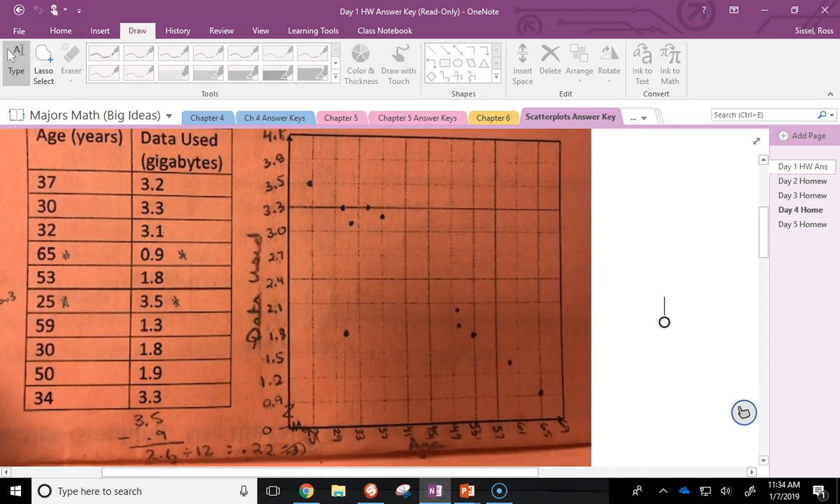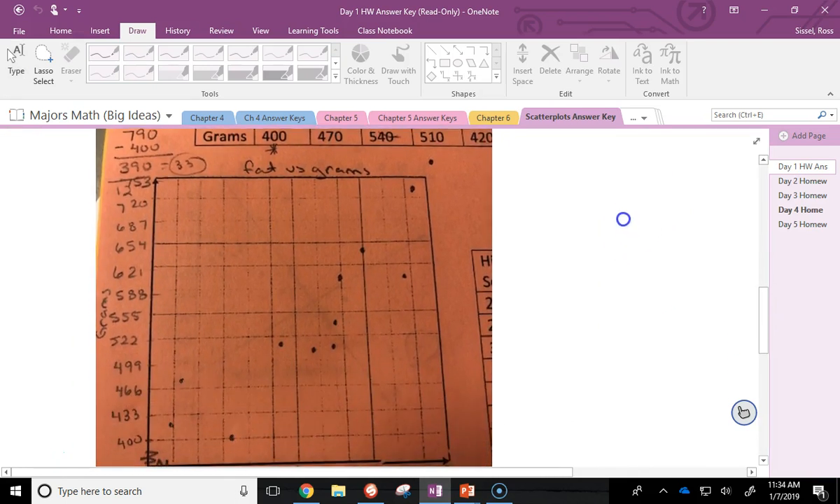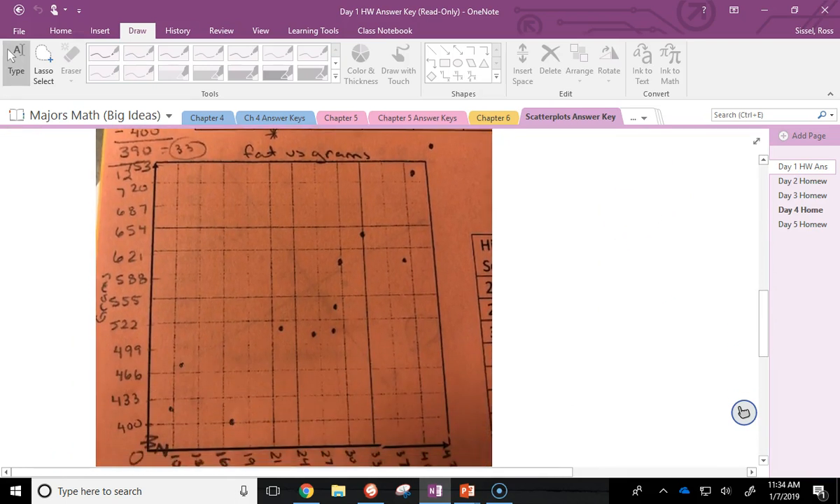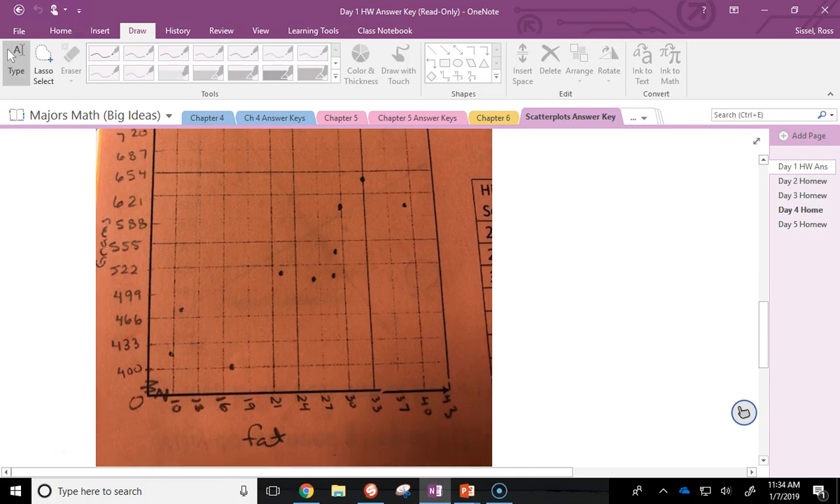I'm going to redo this on mine instead of having the picture because it's kind of dark. But for tomorrow, I'll show you exactly how we look at it. But you should have seen your dots for your points similar to this in this trend. On number 2, our title could have been fat versus grams. Y-axis was grams. X-axis was the fat.